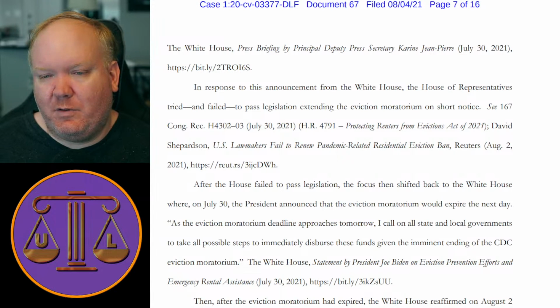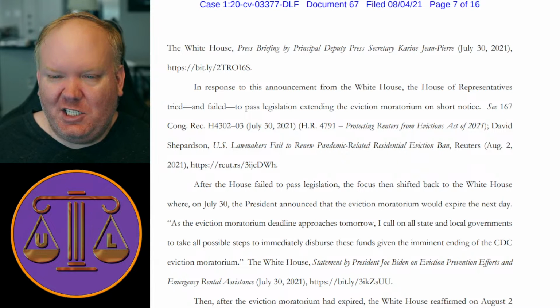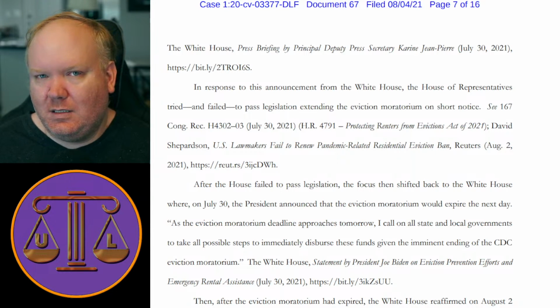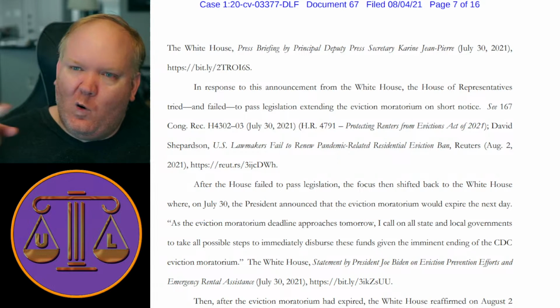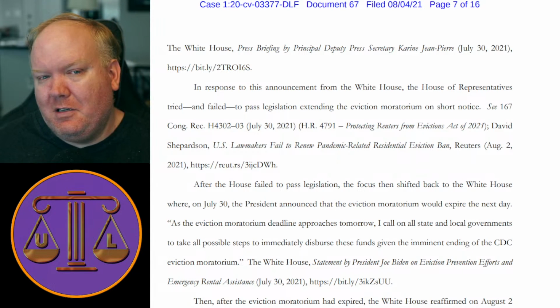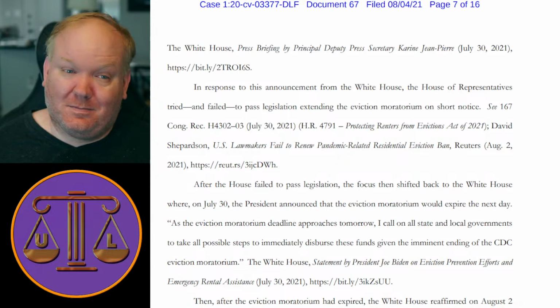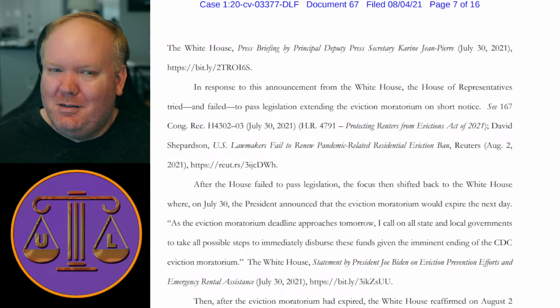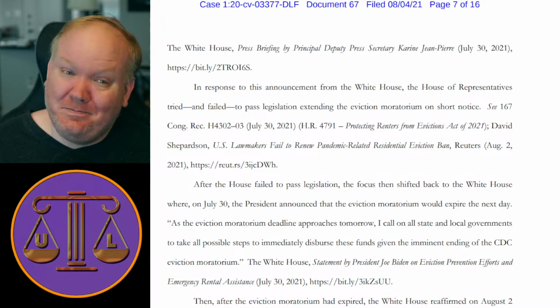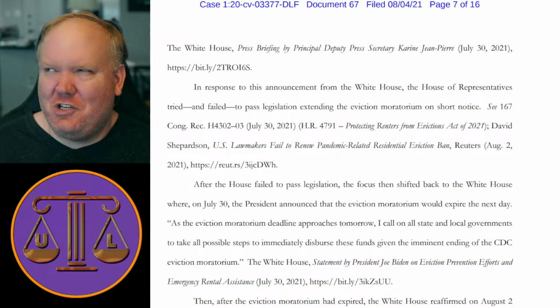In response to this announcement from the White House, the House of Representatives tried and failed to pass legislation extending the eviction moratorium on a short notice, which incidentally they did do once. Well, not exactly extend. They retroactively made it legal. So they did that once. They retroactively made it legal, which Congress can do. Right? They can't retroactively make something illegal, but they can retroactively make something legal. So yeah, they did that in January, I think.